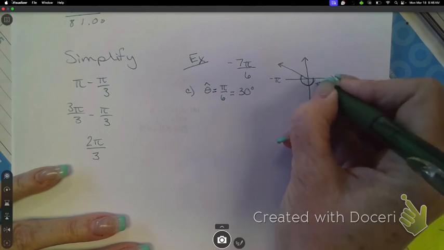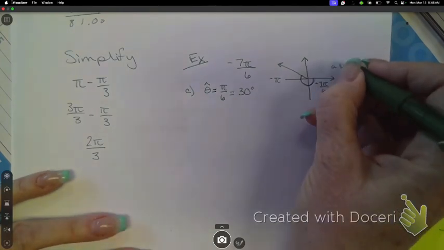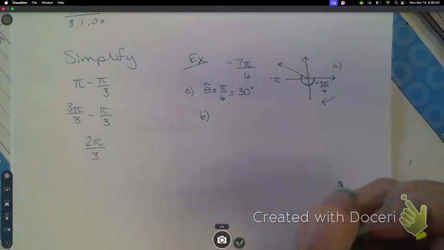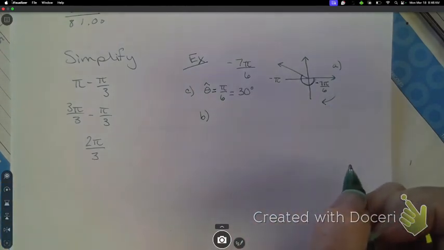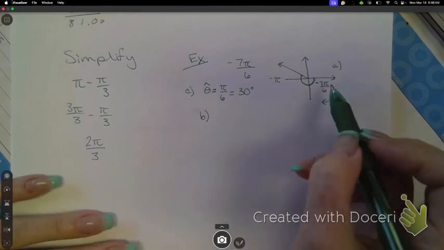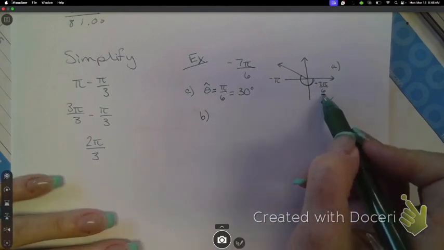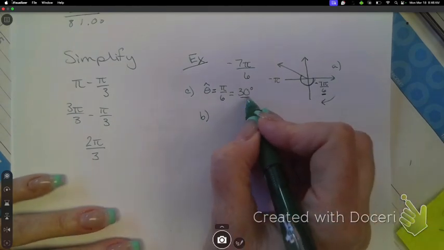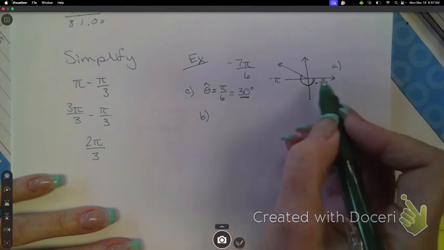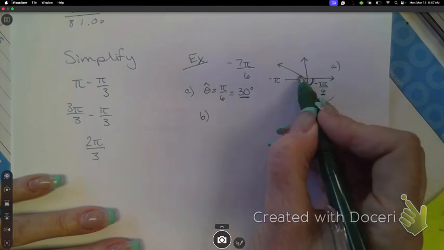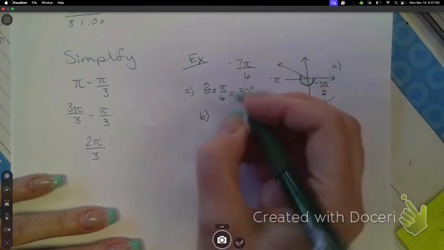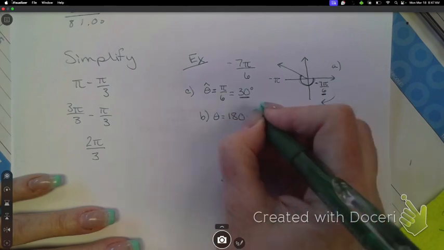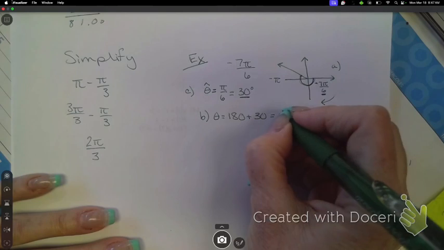Okay. So that's A. And then B was convert. So we're going to do it without the formula, right? Because the denominator is 6. So our reference angle was 30, but not the third quadrant because we're going backwards. Second. So it's 180 plus, theta equals 180 plus 30, which would be 210. That's what I said.